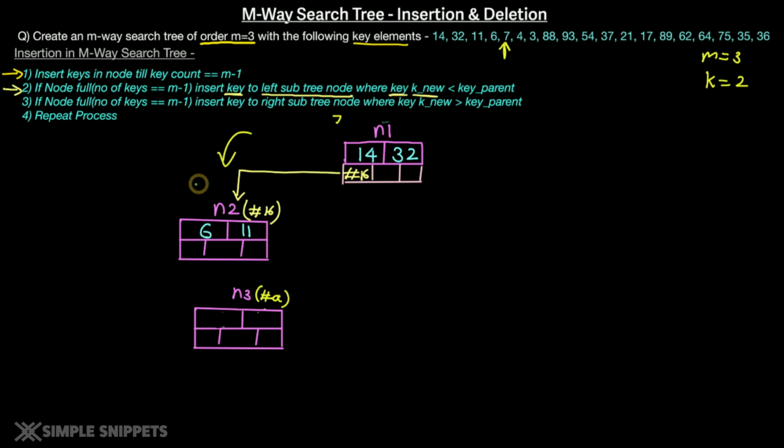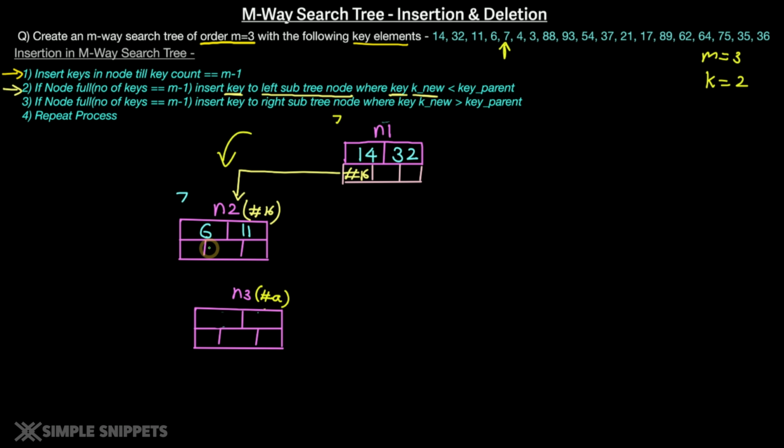So remember, 7 is greater than 6 but it is smaller than 11. So for 6, this one is the left pointer and this one is the right pointer. Both of them are currently blank. So for 7 being greater than 6, it has to go to the right side of 6, which means it has to go over here. And for 11, this is the left pointer. So since 7 is smaller than 11, it has to go in the left pointer, which means that the middle pointer is going to point to n3 now, correct? So that is how we have to link now.